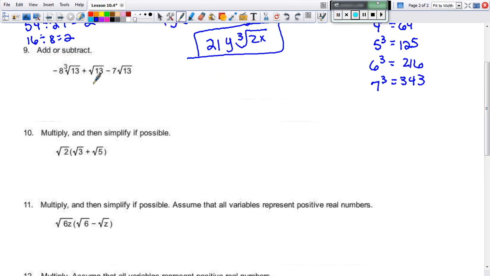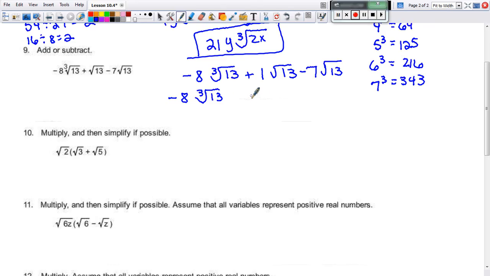Okay, so the cubed root of 13, nothing I can do with that. So I'm going to leave that as negative 8 times the cubed root of 13 plus 1 times the square root of 13 minus 7 times the square root of 13. I can't simplify any of those radicals, but I can have my negative 8 times the cubed root of 13. For my square root of 13, I can put those together. 1 take away 7 is negative 6.